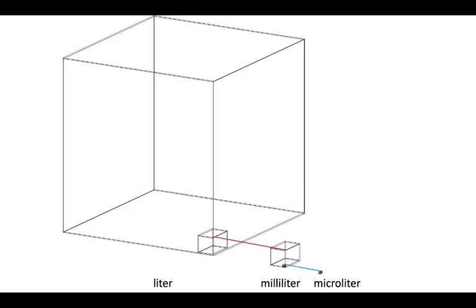The same pattern holds if I use a different base. In this case, I'm using a liter. Our box is 1 liter. If I divide this into 1,000 pieces and take one of those, I've got a milliliter. And if I further divide that milliliter into 1,000 parts, I've got a microliter.